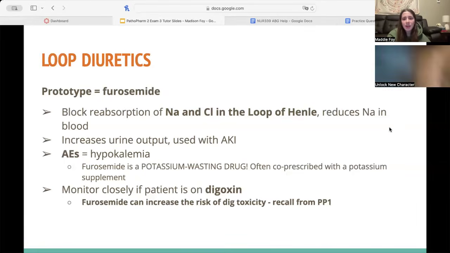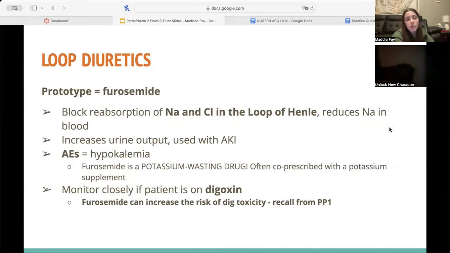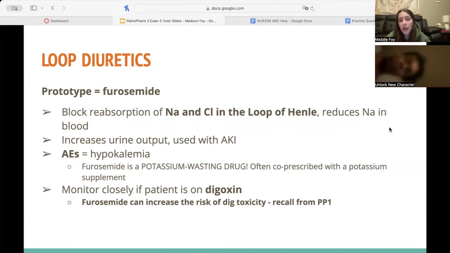The most common diuretic I feel like I see and we talk about in nursing school is furosemide. This is the prototype loop diuretic. This works by blocking reabsorption of sodium and chloride in the loop of Henle, just another specific part of the kidney, and it reduces your sodium and chloride concentration in the blood in turn. It will increase urine output, and it's commonly used with acute kidney injury, when the kidney is already struggling to do its thing. The main adverse effect here is hypokalemia.